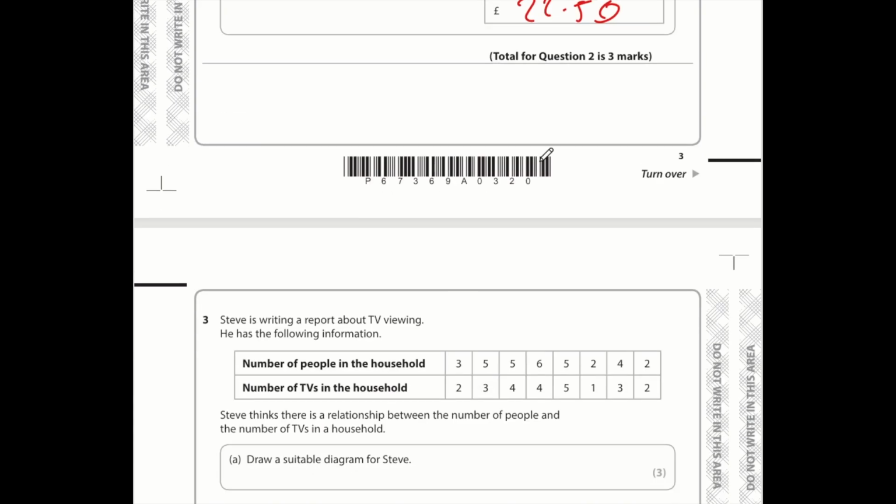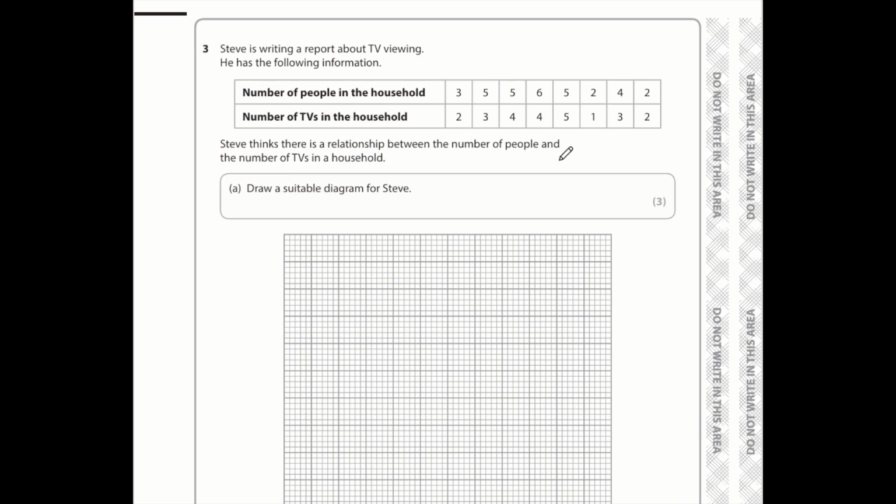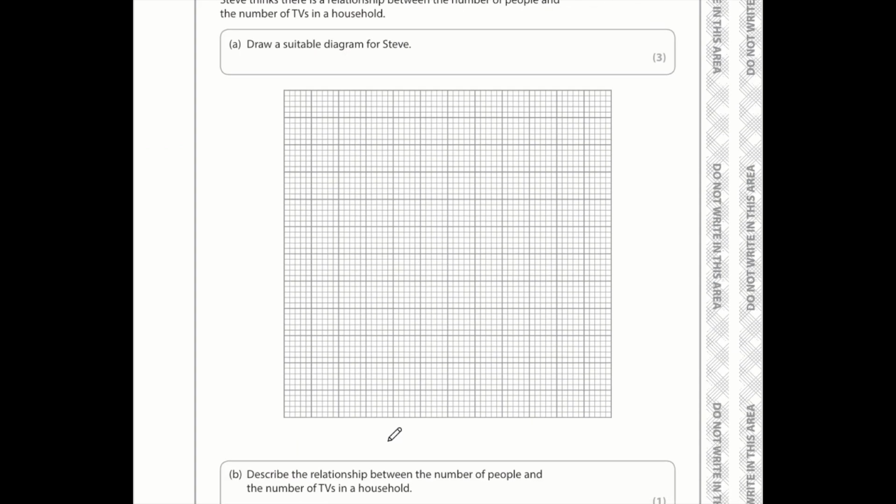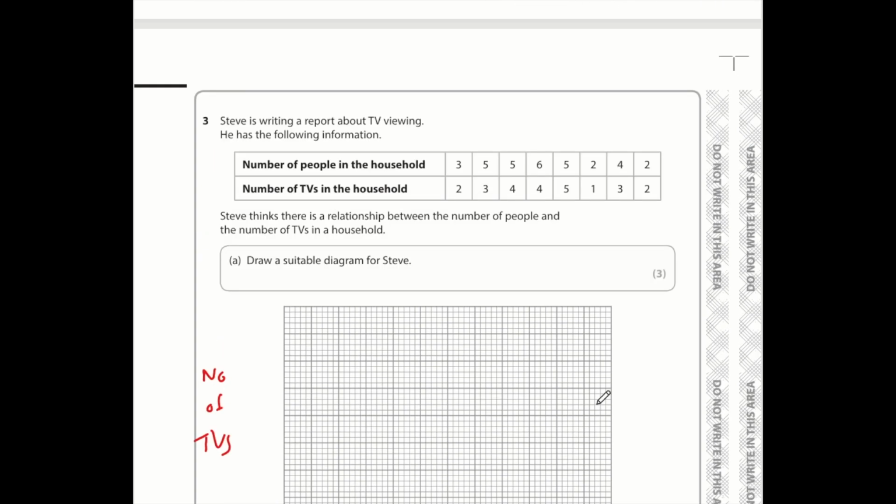Okay, right, for question number 3, we've got number of people, some numbers, and number of TVs, some numbers, so I think it's appropriate to do a scatter graph. First of all, I'm going to write number of people along the bottom, and up the side I'm going to put number of TVs. There are 12 squares along the bottom, and we're going up to 6, so that's handy.